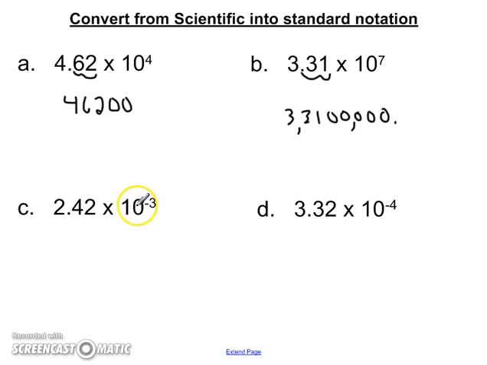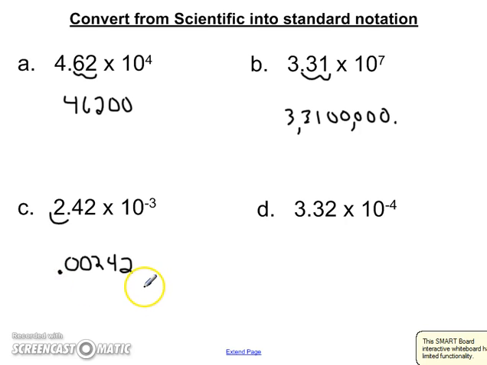So, okay, 2.42 times 10 to the negative 3. With the negative 3, I'm multiplying now by 1/10 3 times. So that's going to move my decimal to the left 3 times. So I got 1 there. I need 2 zeros in front. 0, 0, 2, 4, 2. And in this case, make sure that you do absolutely place your 0.